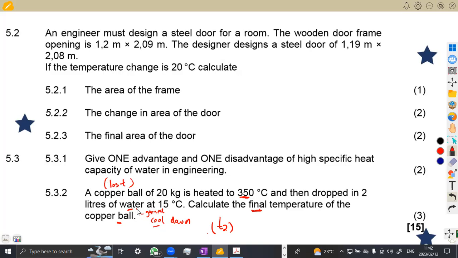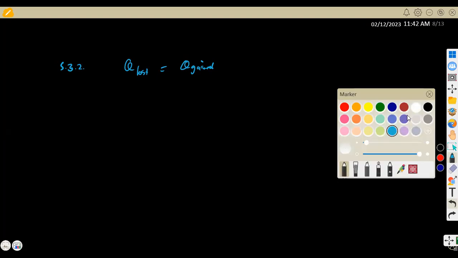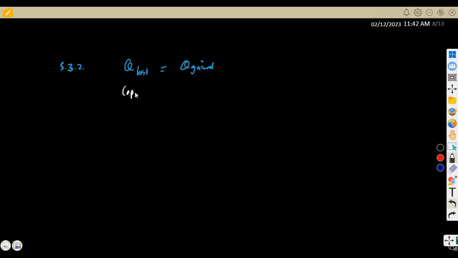So we can take advantage of that too, because we know that the heat being lost, I explained this one a lot of times. I think by now we understand this concept, guys. We know that the heat that is being lost is equivalent to the heat that is being gained. So what lost heat in this case? That is the question. If we are to check, we had the copper ball, which was at a certain high temperature. So the copper ball lost the heat, whilst water gained the heat in this case.